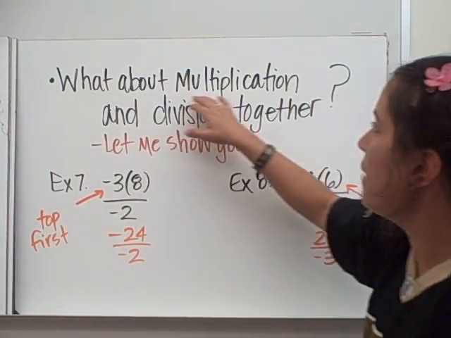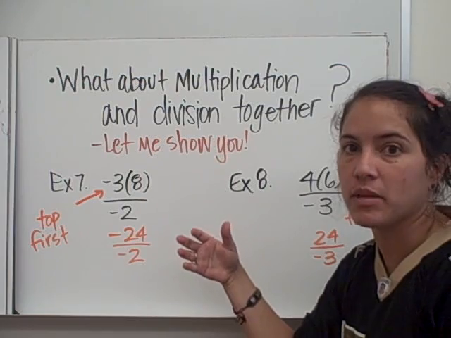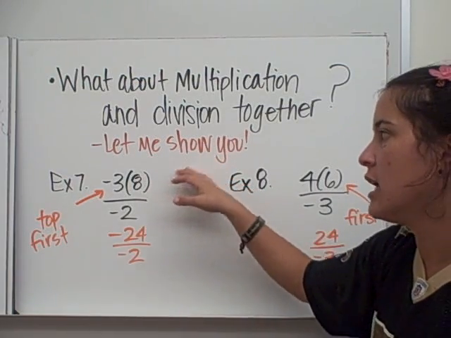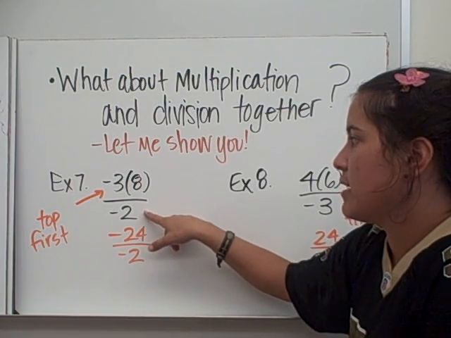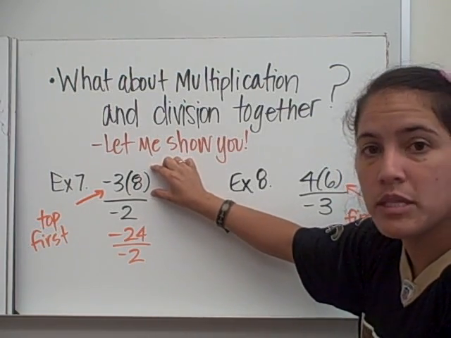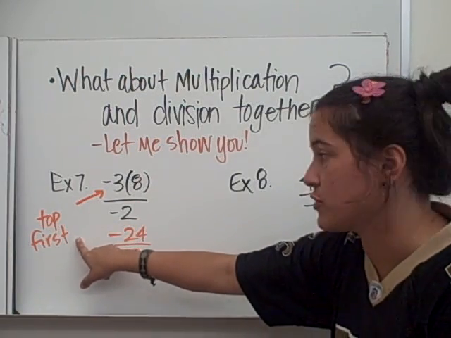All right. What about multiplication and division together? What happens if you have a problem that has both multiplication and division? Well, let me show you. Example 7. Negative 3 times 8 divided by negative 2. We have a multiplication problem on top and then a division problem. So I wrote a note right here. So you do the top first.